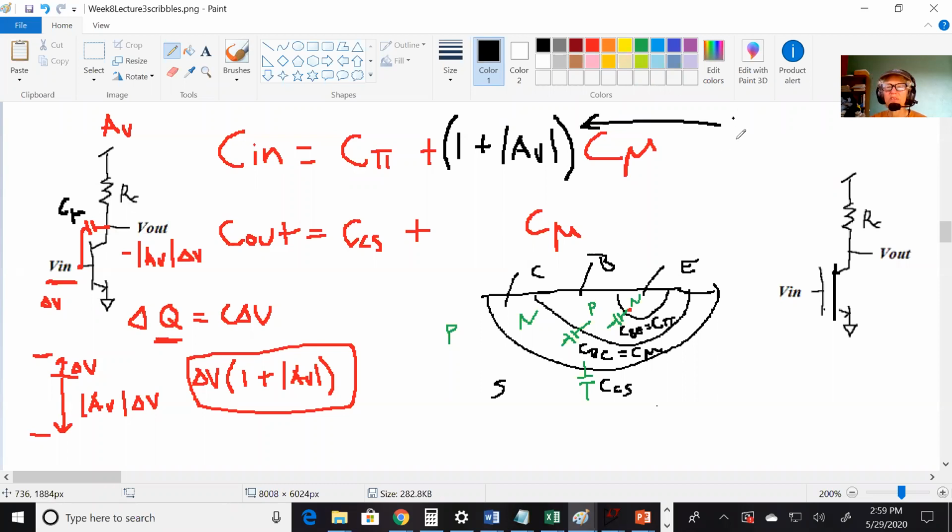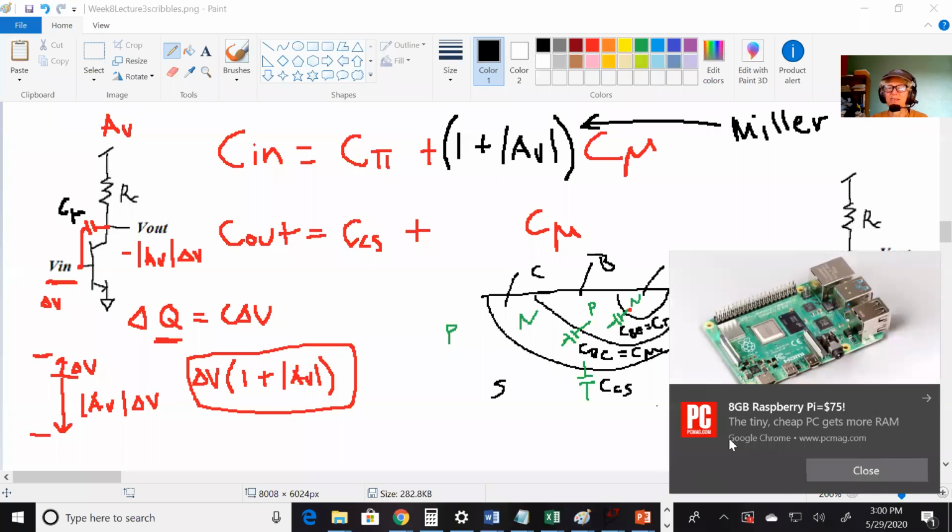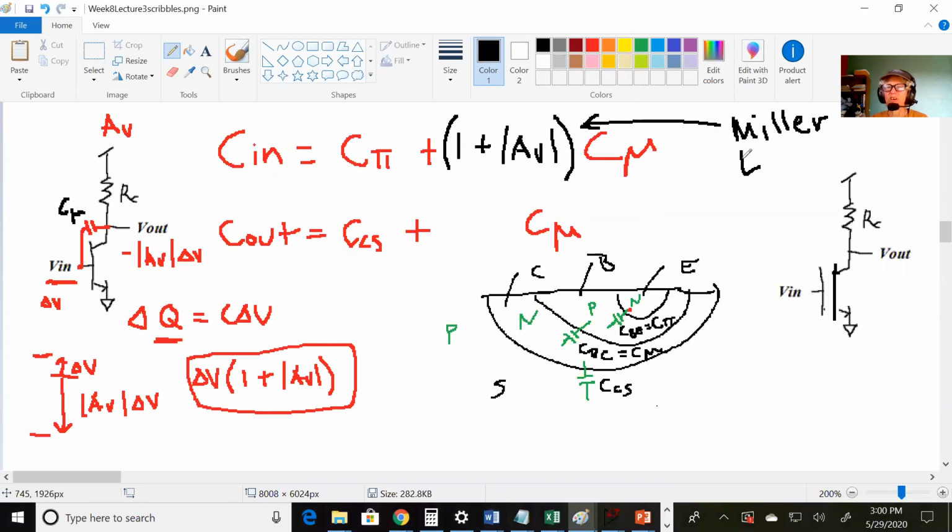conclusion. This is called the Miller effect. And the Miller effect says if you put a capacitor from the input of an amplifier to the output of an amplifier, it looks AV times bigger. So if AV is 100, 100 plus 1, it's kind of the same thing. This is called the Miller effect, and it just means if you're on the input of an amplifier, any capacitance from the input of the amplifier to the output of the amplifier looks bigger by a factor of 1 plus AV.